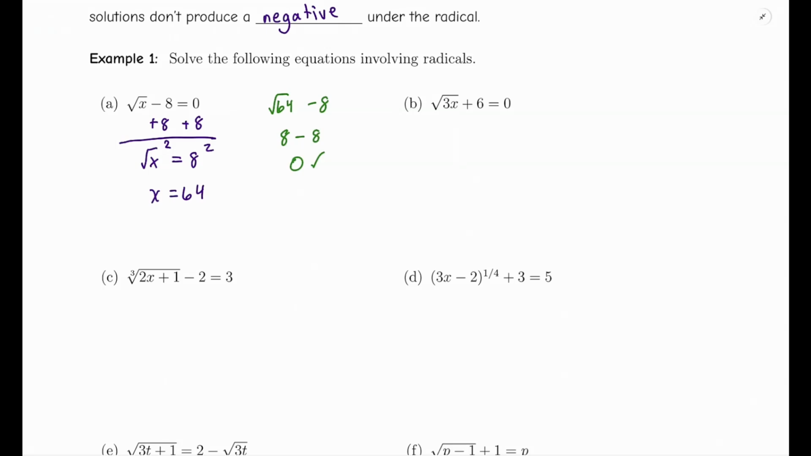Part B, I'm going to get the radical by itself, so I'm going to subtract 6 from both sides. We get the square root of 3x is equal to negative 6. I'm actually going to stop right here because I notice a square root can never equal a negative number. So because this equation says the square root of a number equals negative 6, I know there's no solution to this equation.